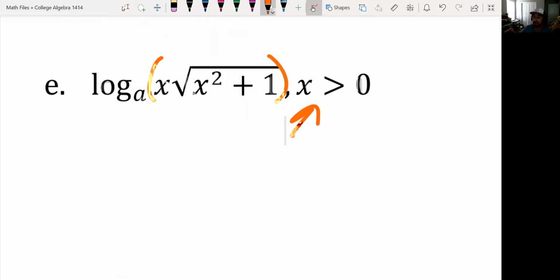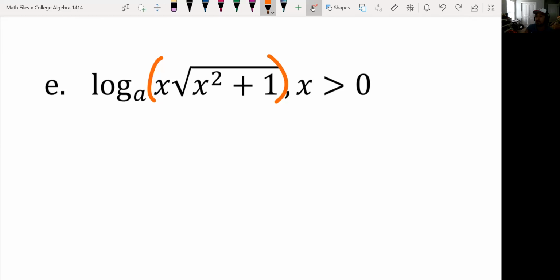Out here is just telling us the domain that we have to abide by. We're not plugging numbers in, but it's just there to show us, hey, if you were to plug numbers in, you know that x has to be greater than 0. Whatever x values you input would have to be greater than 0. But like I said, we don't have to worry about that because we're only expanding this by log properties.